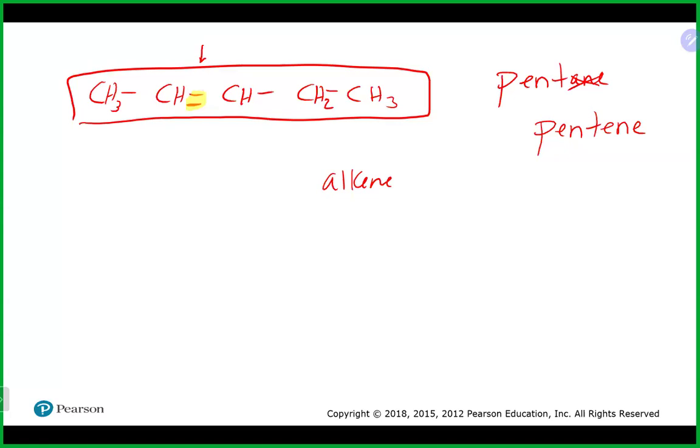So in this particular case, which way should I number to give that double bond the smallest number? Left to right. 1, 2, 3, 4, and 5. Obviously, if I went in the other direction, I'm looking at a double bond at carbon number 3, but going left to right, my double bond starts at carbon number 2. So we do have to give the location of where this double bond is located, and this would be known as 2-pentene. The 2 is telling where the double bond is located. Not a group, just where the double bond is located.